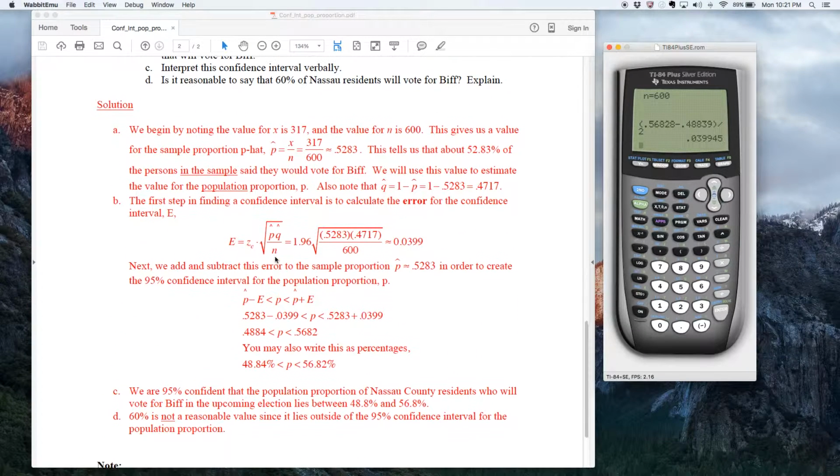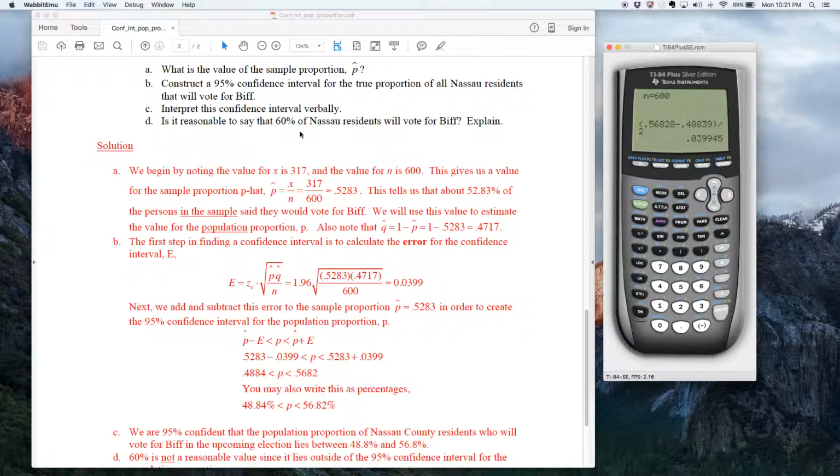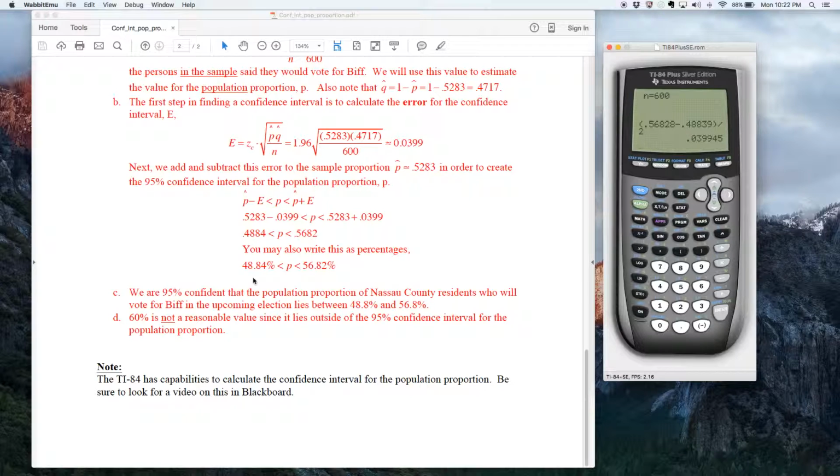All right, and then finally it asks, is it reasonable to say that 60% of Nassau residents are going to vote for Biff? And then explain. Well, remember, our estimate was about 53%. So 60, some people might argue, yeah, it's close. But you know what? You don't worry about saying close here. We got a confidence interval. There's the confidence interval. 60% doesn't lie inside that 95% confidence interval. So 60% is over here to the right somewhere.